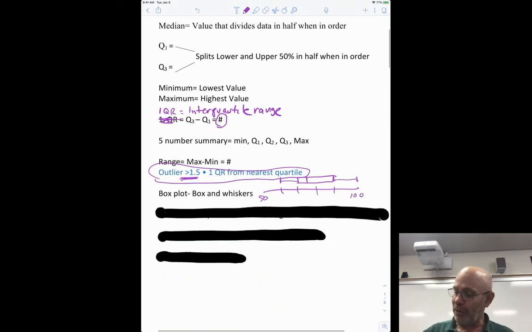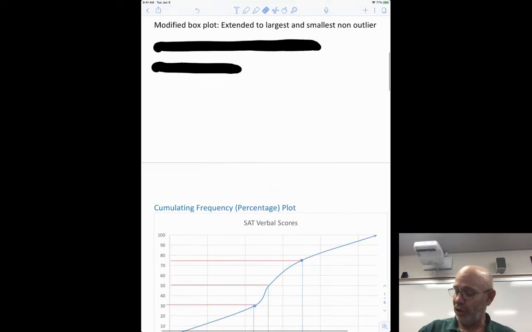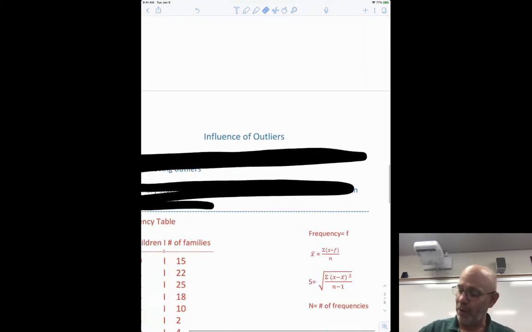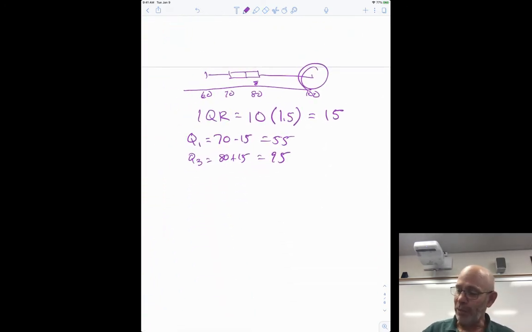There's another little terminology. There's actually something called a modified box and whisker plot. A modified box and whisker plot just actually marks the outliers specifically. So I'll show you what I mean by that back on this one. If I wanted to do a modified box and whisker plot, I would redo this picture. I'm just going to be really quick here. 60, 70, 80, and 100.